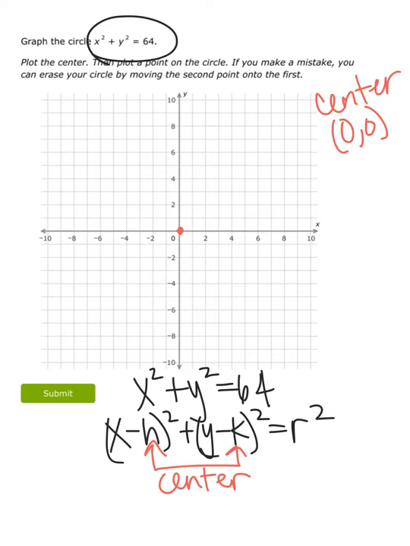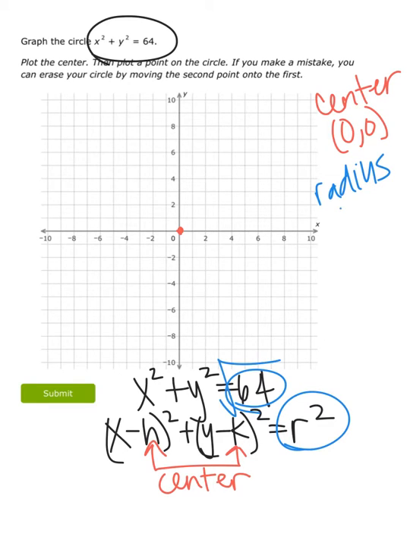I know the radius squared equals 64. I want to figure out what just one radius is, not radius squared. So if radius squared equals 64, then my radius would be the square root of 64, which gives me 8. On your IXL, you would plot your center at 0, 0, and then move the circumference, the outer edge of your circle, to 8.